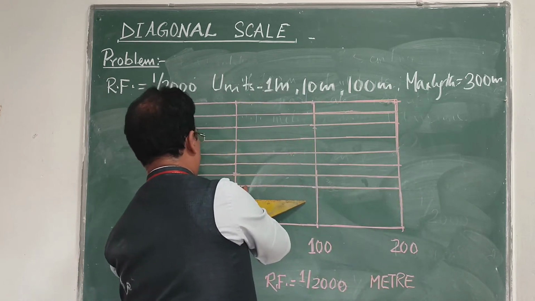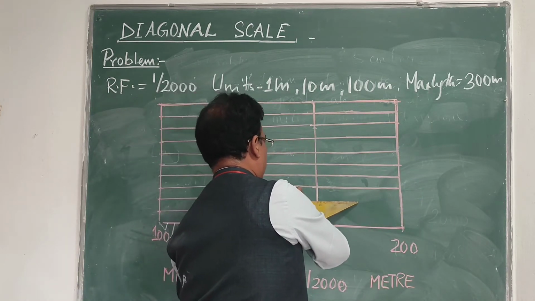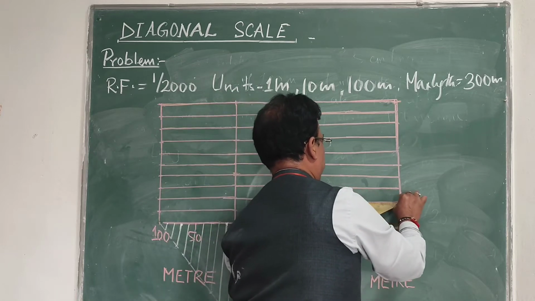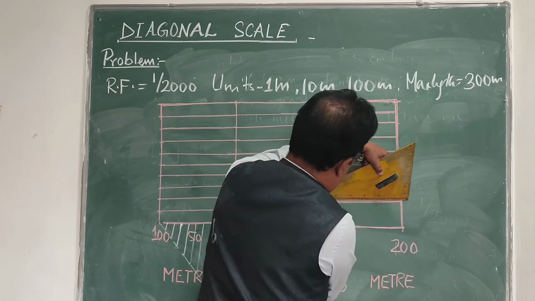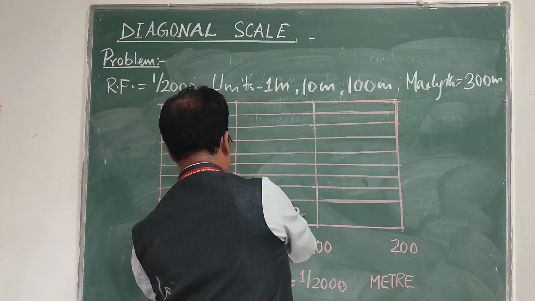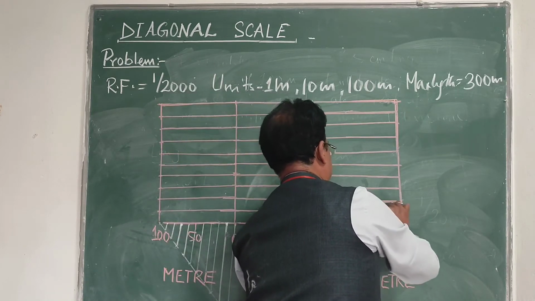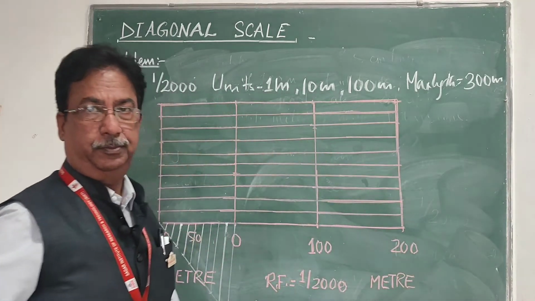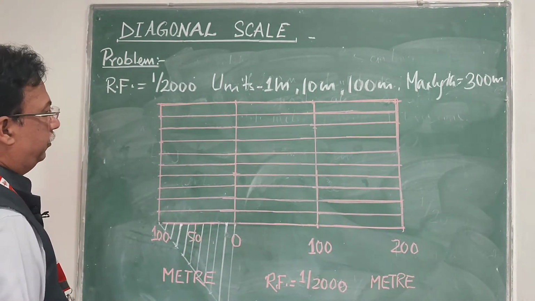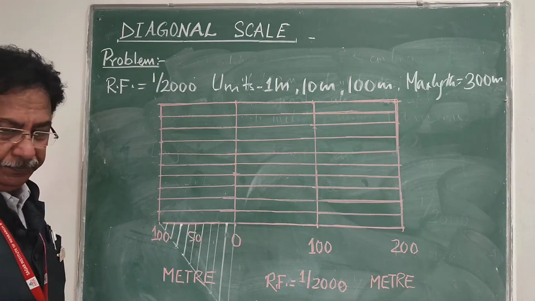So what I am doing, from all those points I have marked on the extreme left, I am drawing all 10 horizontal lines. So these will be parallel and thin lines inside the figure, but they must be visible lines. So I have just drawn all these 10 lines.